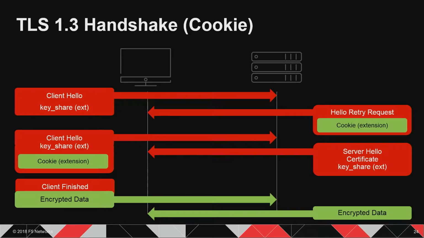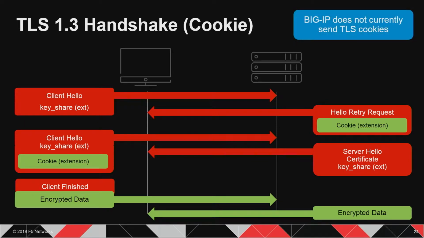You can also make connections. TLS1.3 has support for what they call cookies, to cookie a connection. It's an extension, so you can, just showing all different types of handshake possibilities in 1.3. A lot of these you won't see on Big IP yet, like I said.